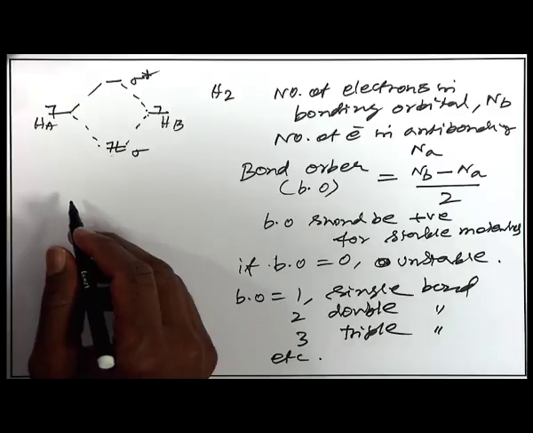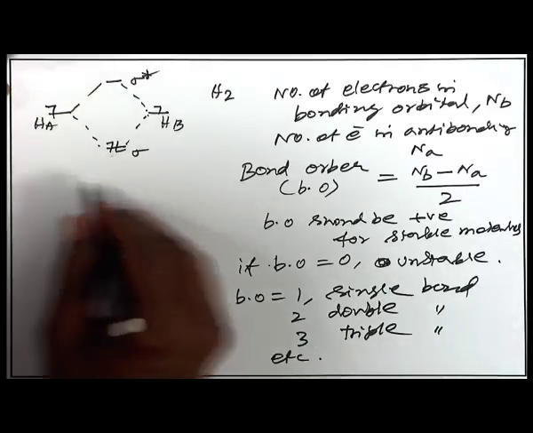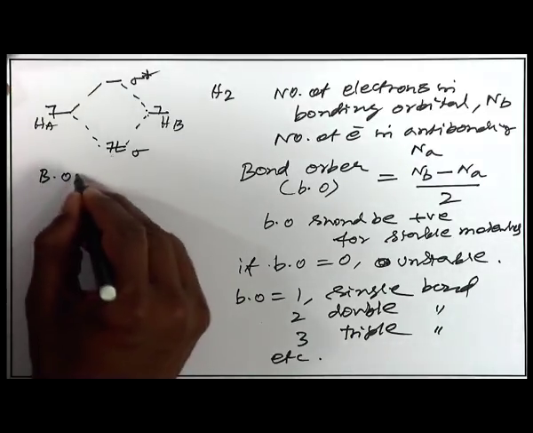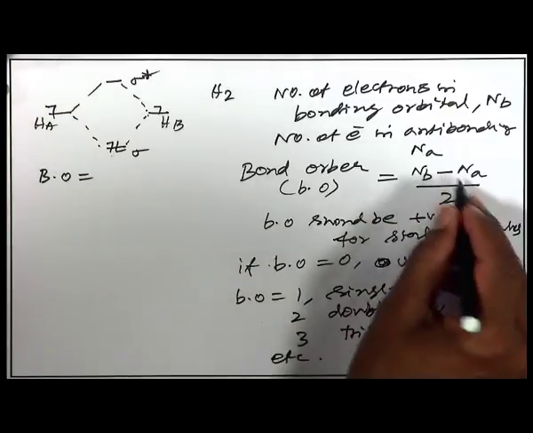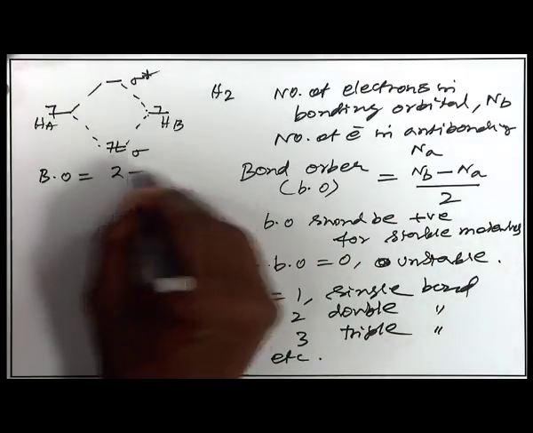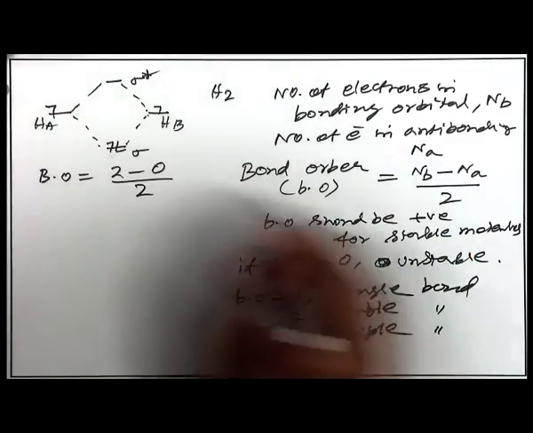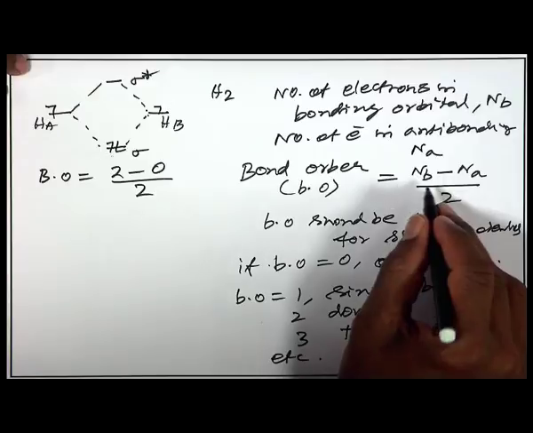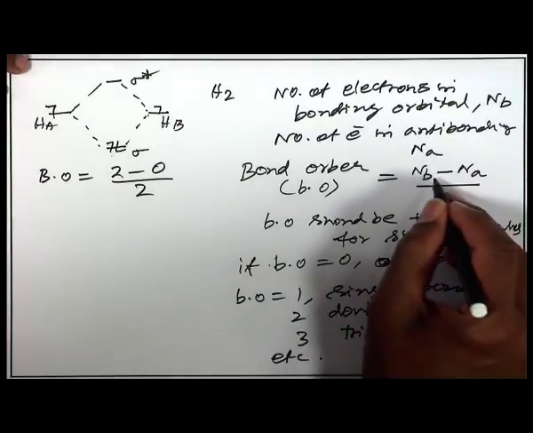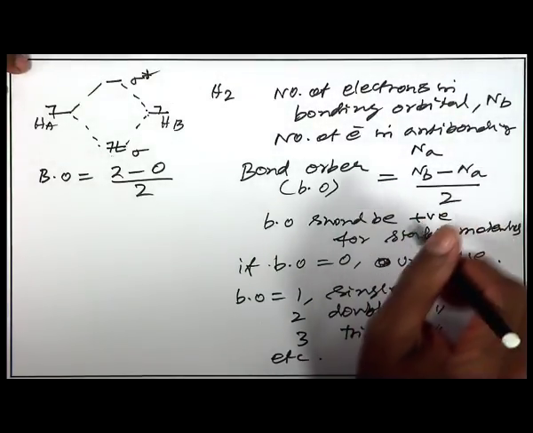Now, for the hydrogen molecule, let us calculate the bond order. For the hydrogen molecule, the bond order is equal to the number of electrons present in the bonding orbital, which is 2, minus the number of electrons present in the antibonding orbital, 0, divided by 2. It is just one half of the difference between the number of electrons present in the bonding and the antibonding orbitals.